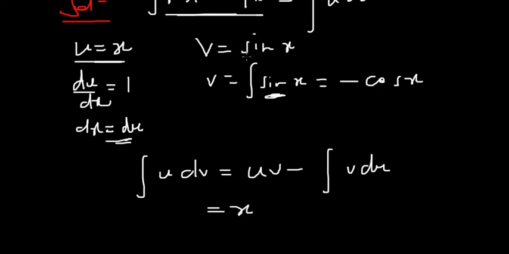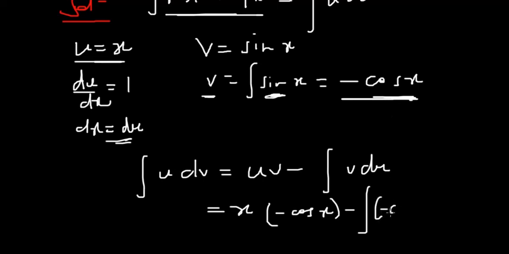Note that this is not your v; this is your v because we want the integral. This is our v, so we'll just insert that over there. So we have x times minus cos x, and then minus the integral of v, which is again minus cos x, and then du. Now from here we know that du is dx. From here we just made du the subject, and then we had du being equal to dx.